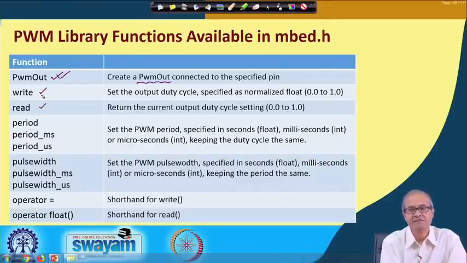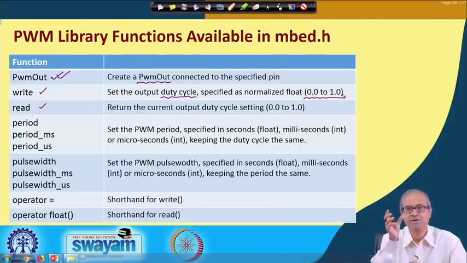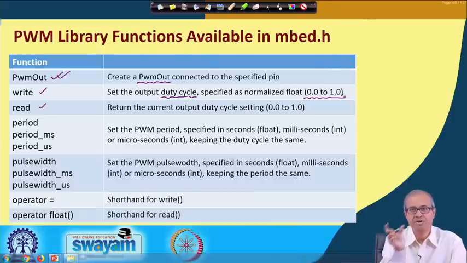Using the write function, you can specify the duty cycle of the waveform. Duty cycle is specified as a fraction from 0 to 1. So, it is not multiplied by 100, just the on period divided by the total period. It is specified as a fraction. So, if you write it as 0.5, it will be equal on period and equal off period. Okay. They will be symmetrical.